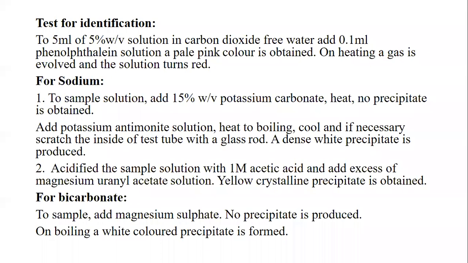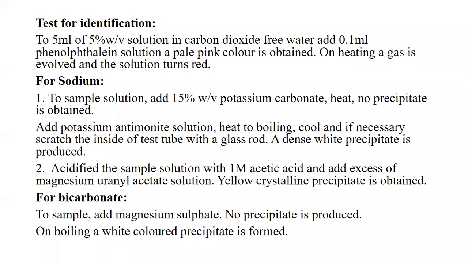So this first test is actually 2 steps. In the first step, you're just going to add potassium carbonate and heat, wherein you should not get any precipitate. But you're not going to discard that solution. You're going to continue into the next step, wherein you add potassium antimonide solution, heat, and then cool. Upon cooling, you should get a dense white precipitate.